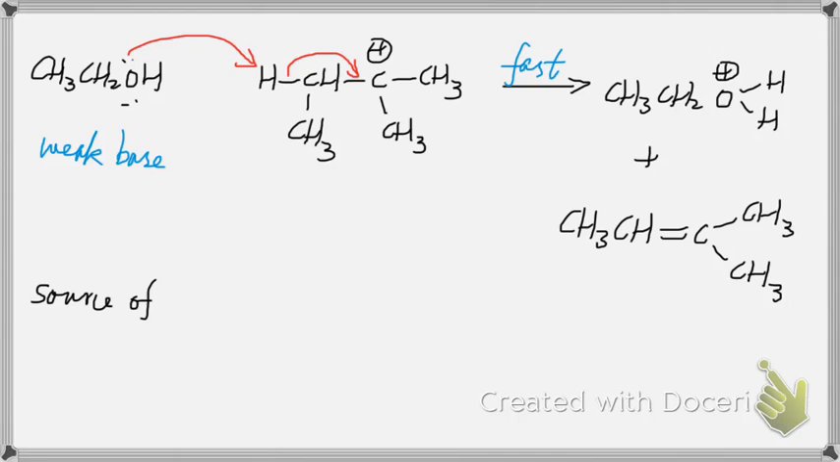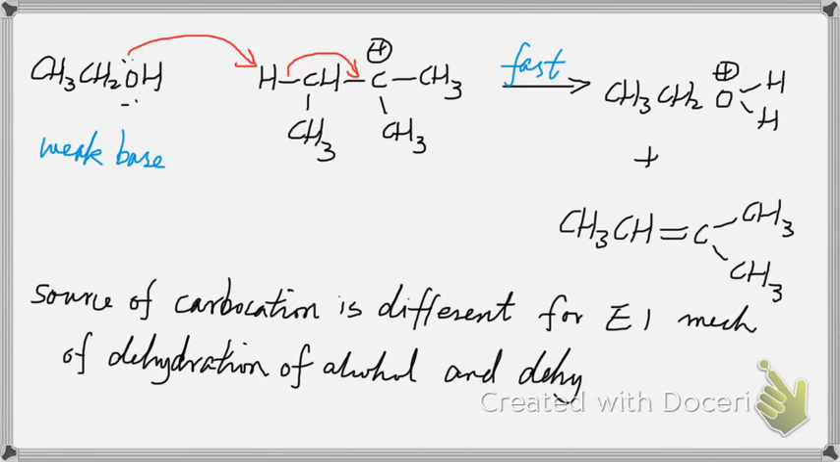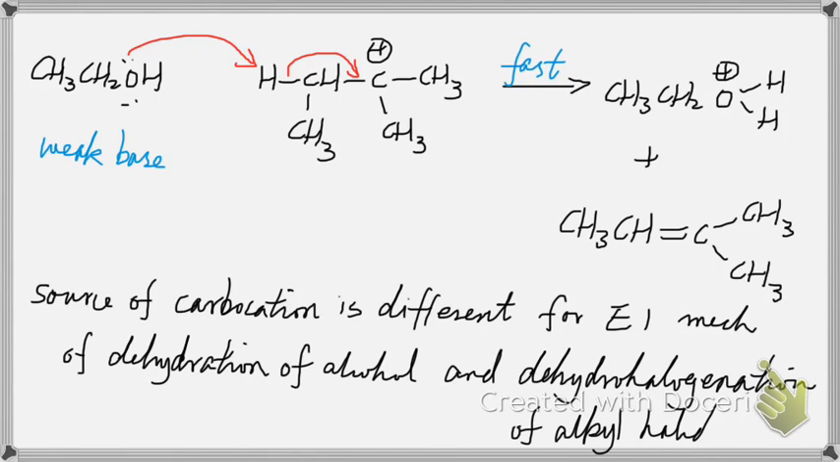All right. Now, the source of the carbocation is different for the E1 mechanism of dehydration of alcohol and dehydrohalogenation of alkyl halide. In the dehydrohalogenation of alkyl halide, the alkyl halide ionizes directly to give the carbocation. In the dehydration of alcohol, it's the alkyl oxonium ion that dissociates to form the carbocation. That's the only difference between the E1 mechanism for these two reactions.